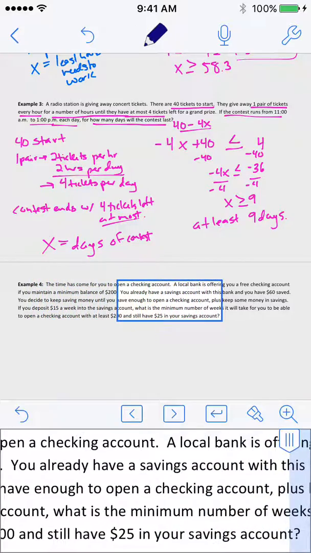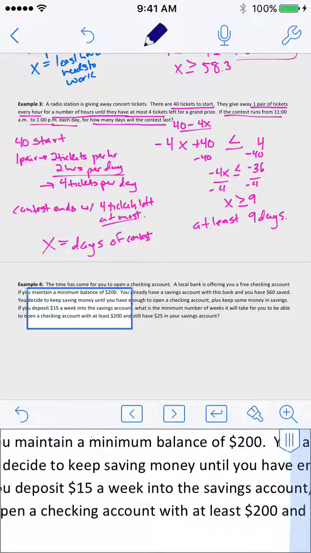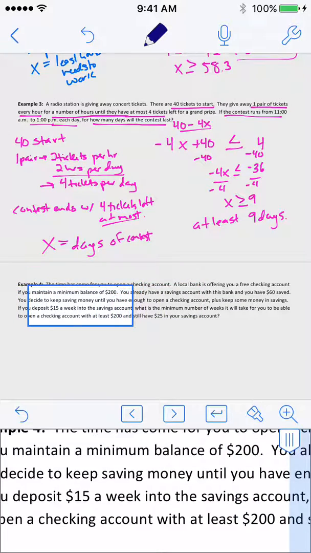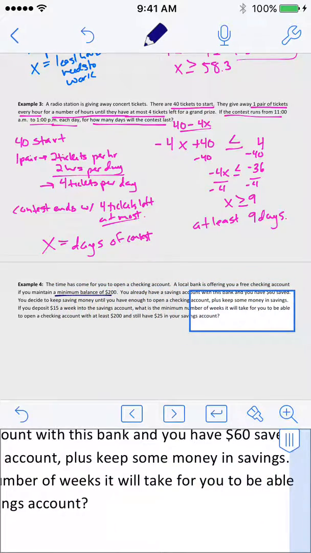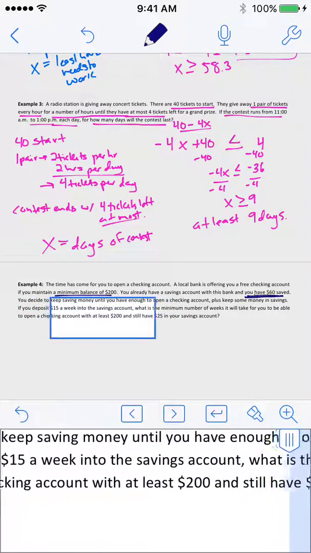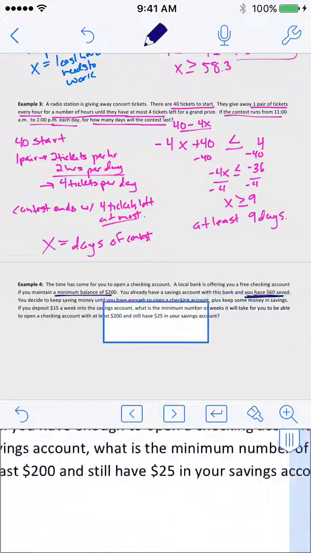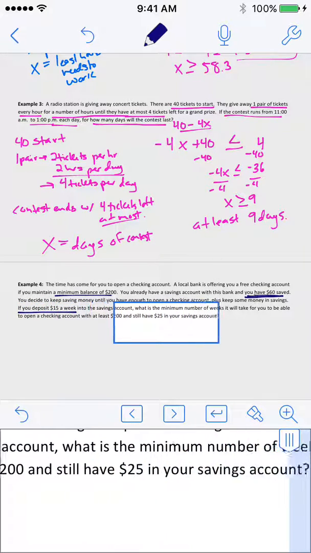Okay, we're opening a checking account. That's just lead in. Local bank is offering you a free choice of checking account if a minimum of $200. Okay, maybe we'll underline that. You already have a savings account and you have saved $60. That sounds super important. Decide to save until you have enough in the checking account, plus keep money in the savings. If you deposit $15 a week, that sounds important.